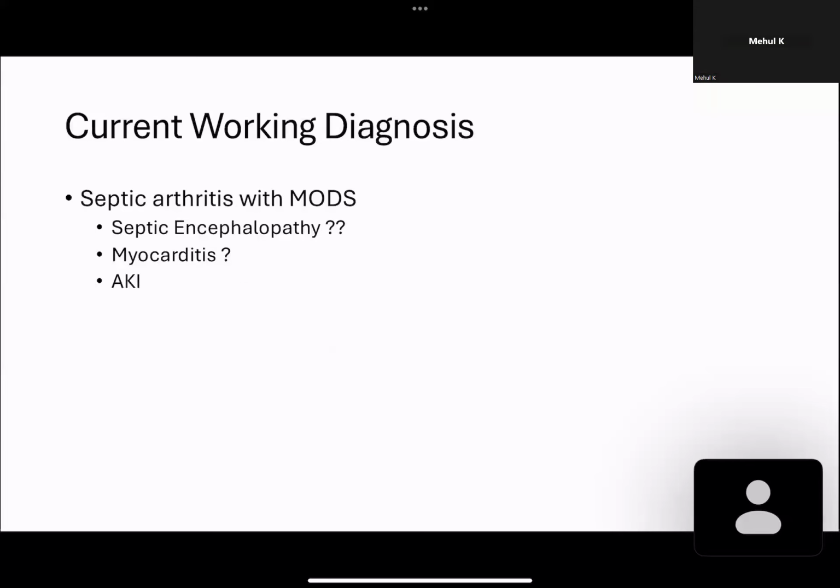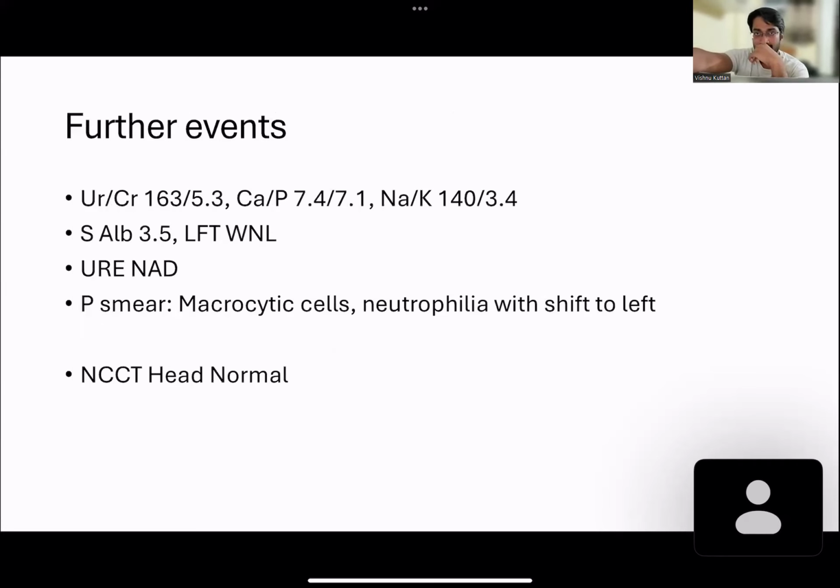Yeah, so this was how I was thinking. Septic encephalopathy, maybe, I'm not at all sure. I need a CT to be sure, or myocarditis. And further events: a urea of 163, uremia can be the cause, not sure. A creatinine of 5.3. The serum calcium comes out to be low, 7.4 with a serum albumin of 3.5, showing that the patient was indeed hypocalcemic. Sodium and potassium were within normal limits, LFT within normal limits.